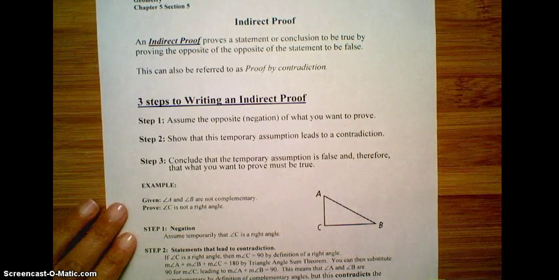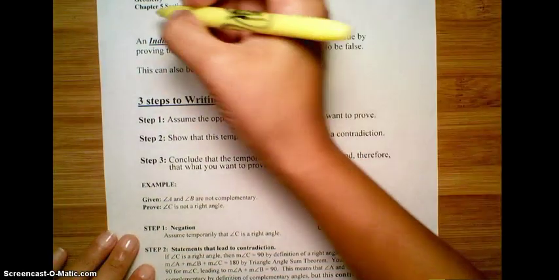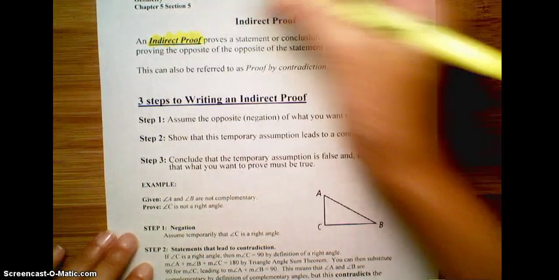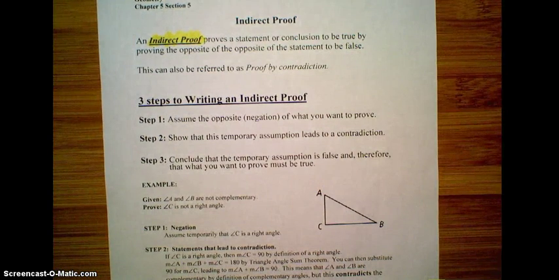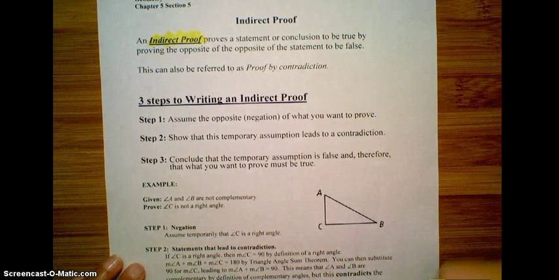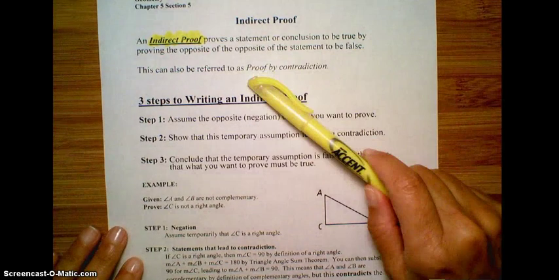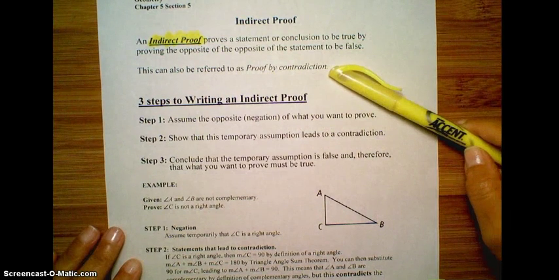And what we're looking at is an indirect proof. An indirect proof proves a statement or conclusion to be true by proving the opposite of the statement must be false. You can also call this proof by contradiction.